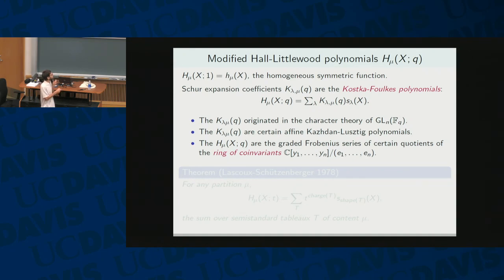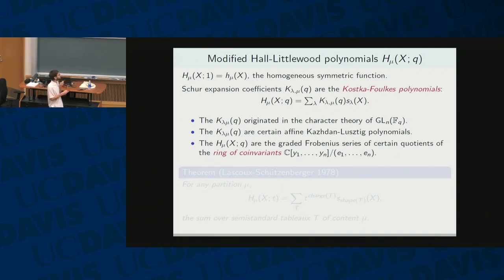These Kostka-Foulkes polynomials were first studied in the 50s and 60s in work of Green and Hall and Littlewood, related to the character theory of GL_n over F_q. They've since come up in many different places in combinatorics, geometry and representation theory. To name just a few, they happen to be equal to certain affine Kazhdan-Lusztig elements.